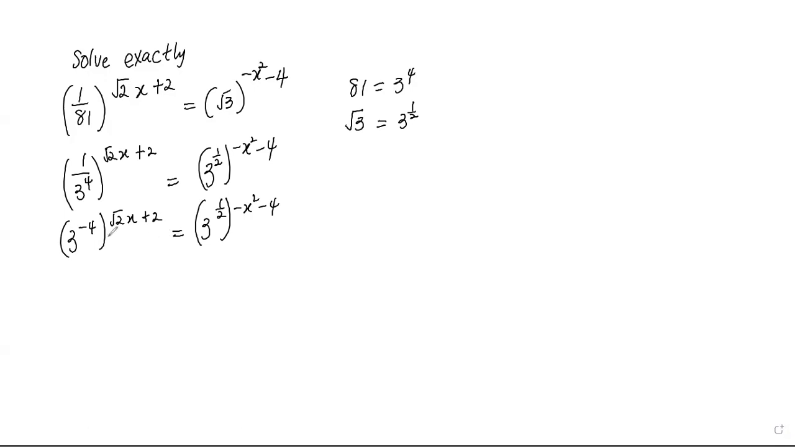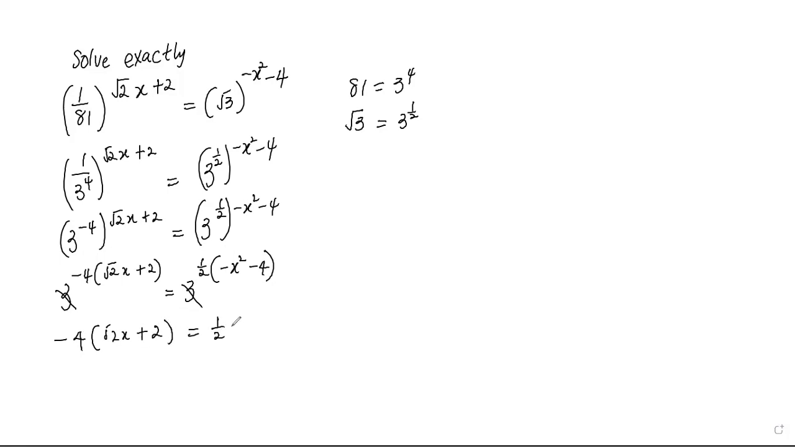Okay, so the next thing you want to do is to distribute this power. So you can go ahead and say 3 raised to the power minus 4 distributing into root 2x plus 2. And now you have 3 raised to the power 1 over 2 distributing into minus x squared minus 4. And now we can easily cancel out the base because they are the same, and now we equate the exponent. So we have minus 4 into root 2x plus root 2, then equal to half x squared minus 4.